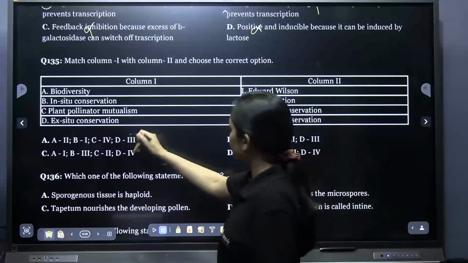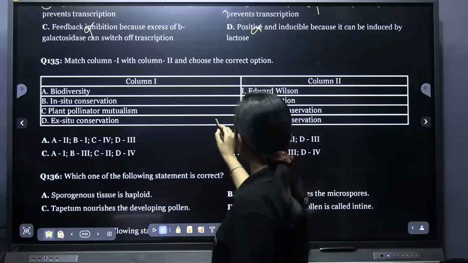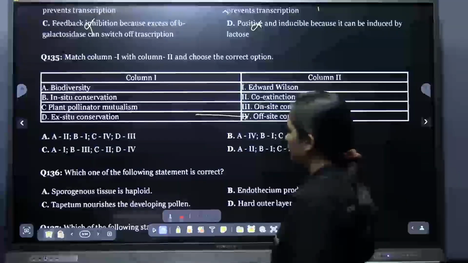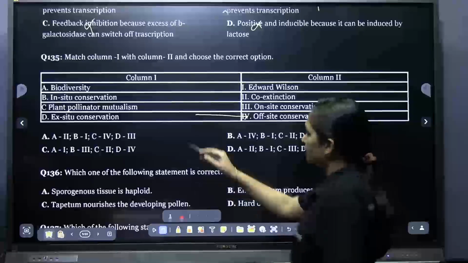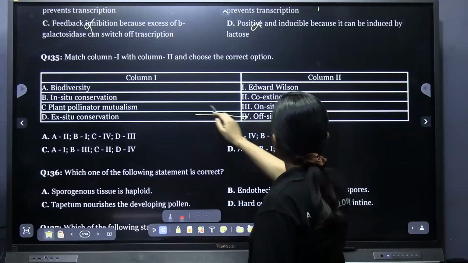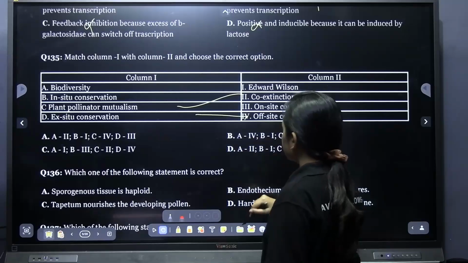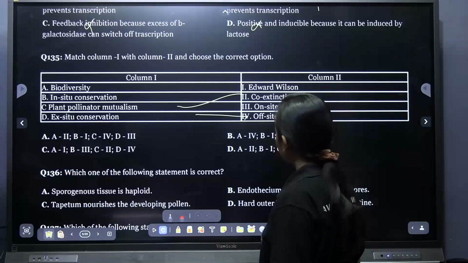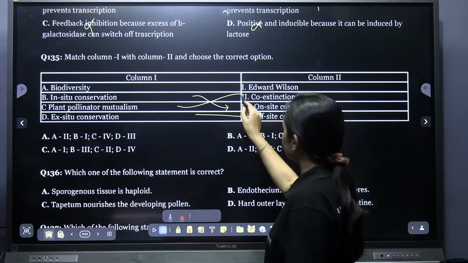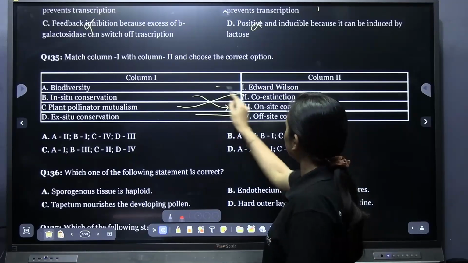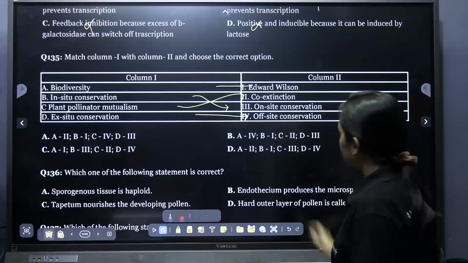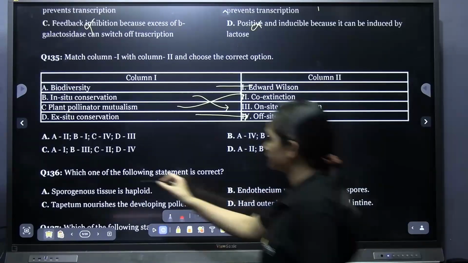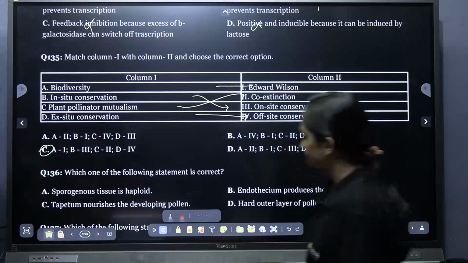Ex situ means off-site conservation, isn't it? It is off-site conservation, ex situ. D4. We have to plant pollinator mutualism. Co-extension. Okay, if one goes extinct, the other one also goes extinct. In situ conservation is on-site conservation. And biodiversity, Edward Wilson. So, D4, C2. Option, is it? Yes. C is the correct answer.